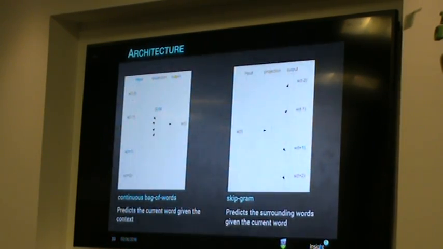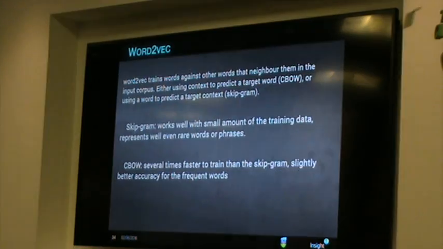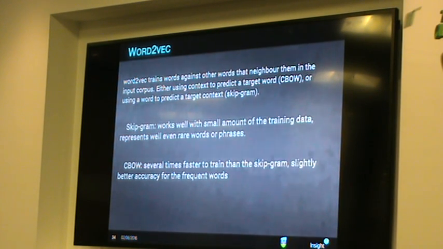And again, there are some differences in how they're trained. There are some differences in the performance and the efficiency. The skip-gram approach works well with very small amounts of training data. The continuous bag of words seems to be a little bit quicker and often gets better accuracy as well.